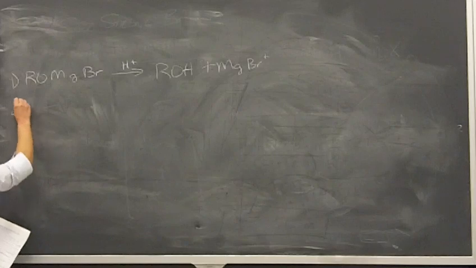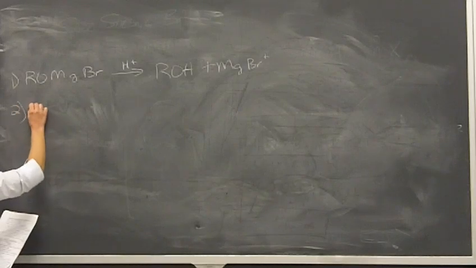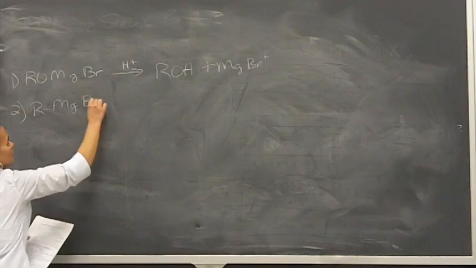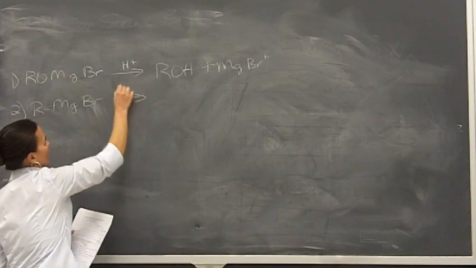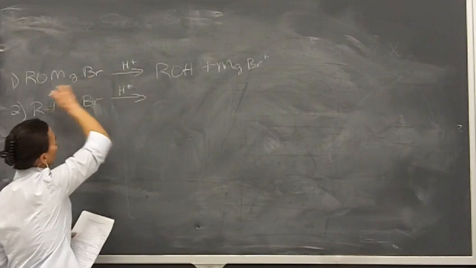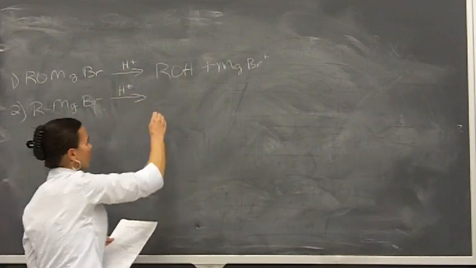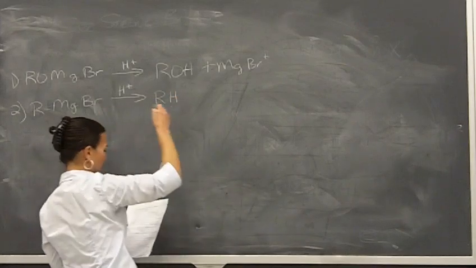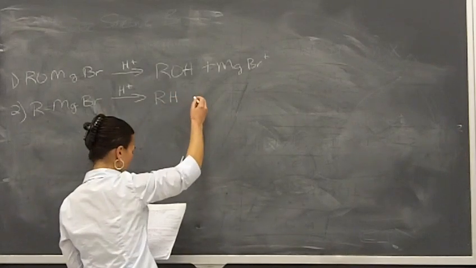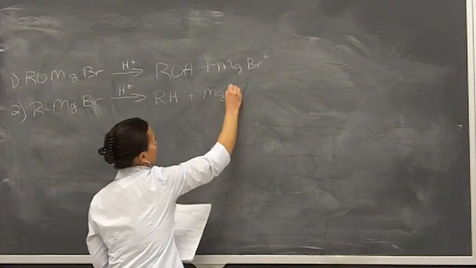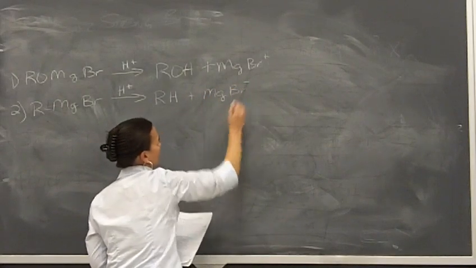It also is going to react if we have any of our Grignard reagents, or our organomagnesium bromide. If we have any of that floating around, it's going to quench that as well. Okay, so it's quenching our product, making our alcohol, and we'll get the alkane corresponding to our organomagnesium bromide, plus some magnesium bromide again hanging around.